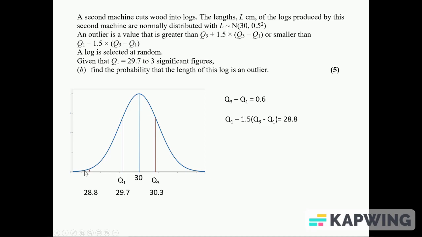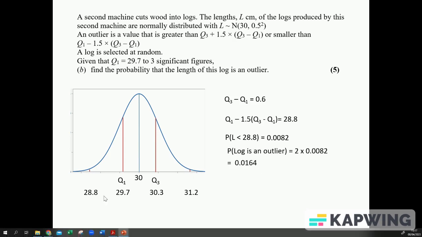So anything in here is considered an outlier. And I want the probability that L is less than that. Should get 0.082. The normal distribution, the upper limit, this value here, where it becomes an outlier, is 31.2 because it's 0.9 above the upper quartile, the same as this value is 0.9 below the lower quartile. But because of the symmetry, these two areas, that area and that area, are going to be the same. So the probability of an outlier is 0.0164.